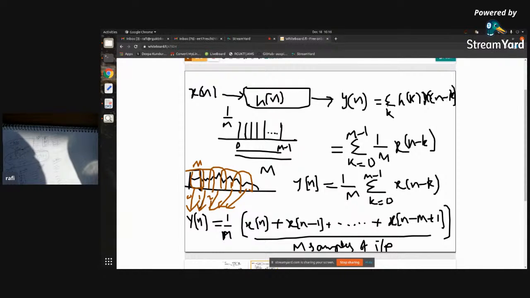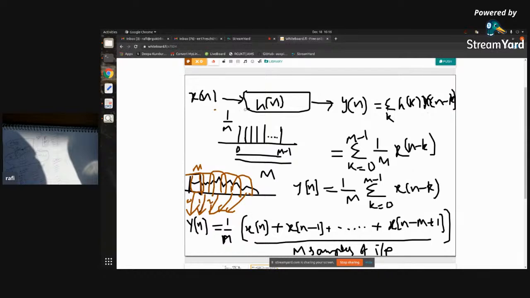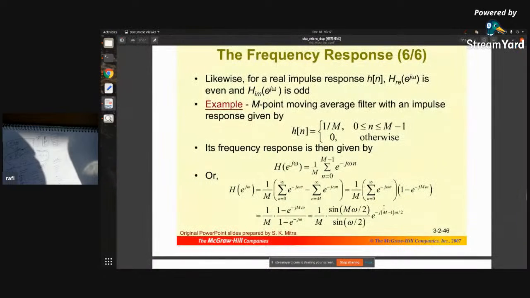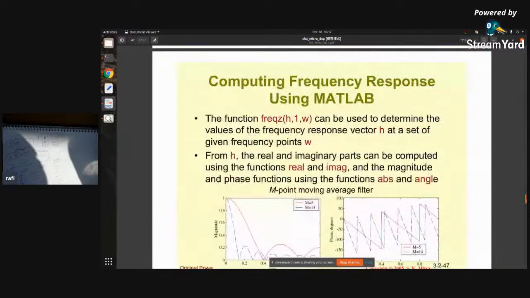What is this window doing? This window will average the input samples and give that as output. So that is the moving average system. What is the impulse response? The impulse response is nothing but a simple rectangular pulse of width m and height 1 by m. That is, h of n is 1 by m for 0 to m minus 1, 0 otherwise. For this you can calculate the DTFT very easily. When you plot this DTFT, it will be a sinc function.